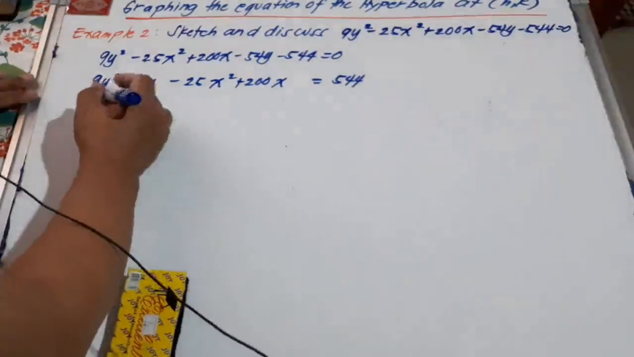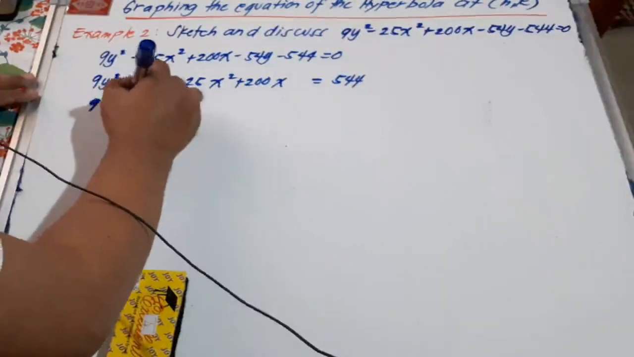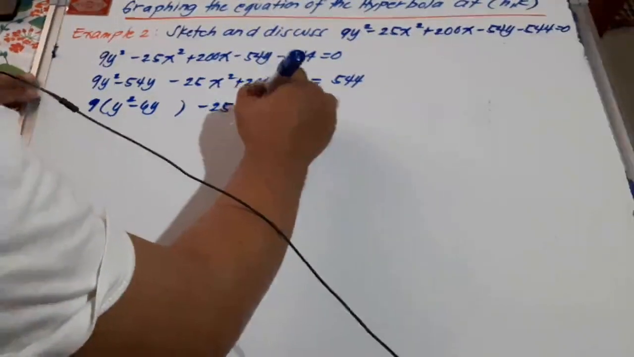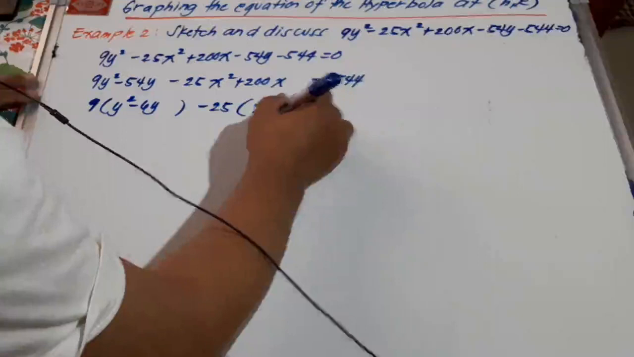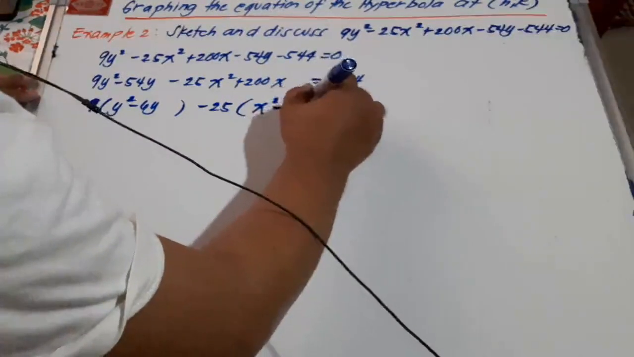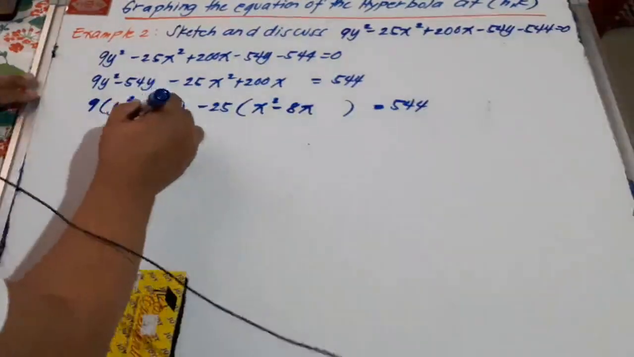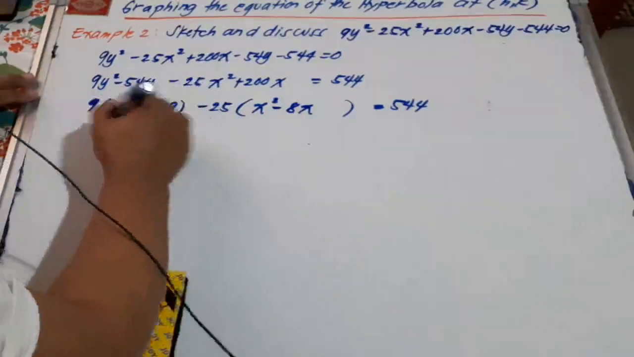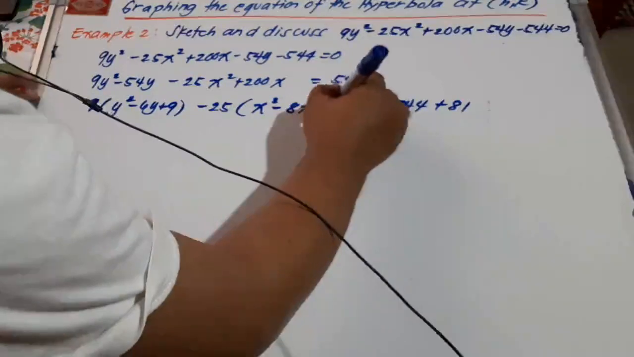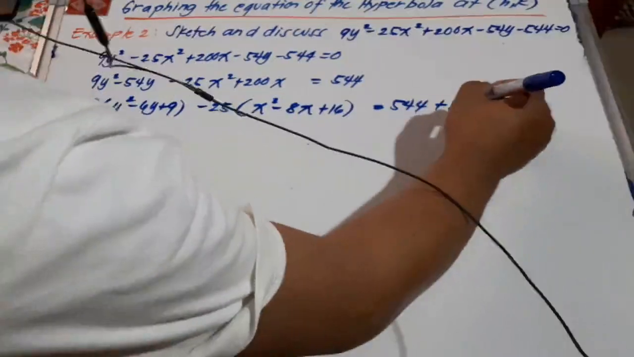So, factoring 9 from our y term, we have 9 times y squared minus 6y, and factoring negative 25 from the x terms, we have x squared, 200 divided by negative 25 is negative 8x, equals 544. I'm going to add 9 here, so 9 times 9 is 81. So I'm going to add 16 here. Okay, negative 25 times 16 is negative 400.